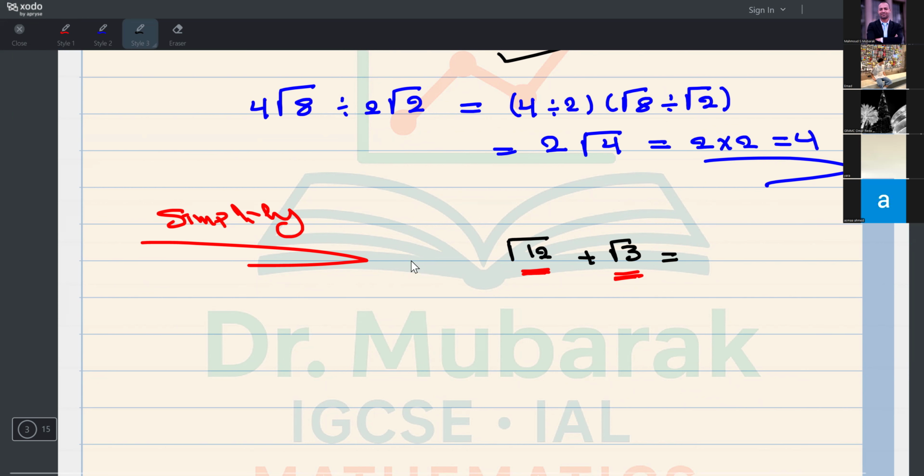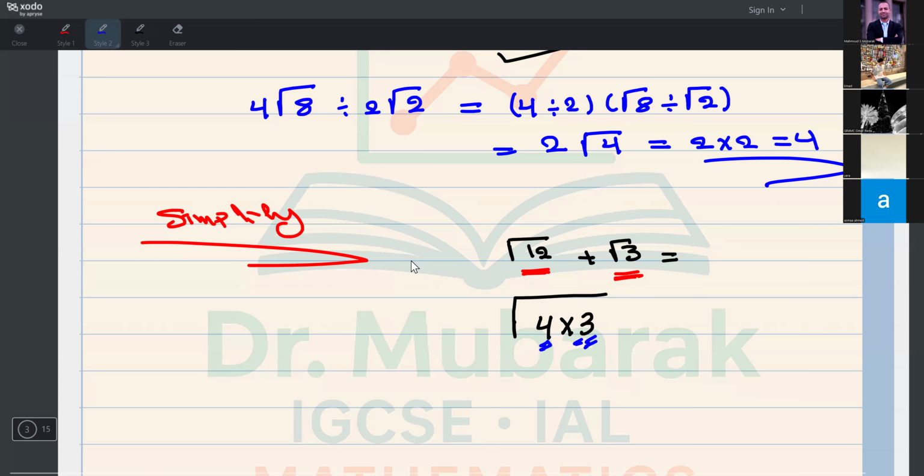How can we simplify root 12? This is the method, Yara. Root 12, you can write it like root 4 multiplied by 3. Why do we choose 4 and 3? Why not 2 and 6? Because the other number is common. Yeah, 3 is common. Excellent.